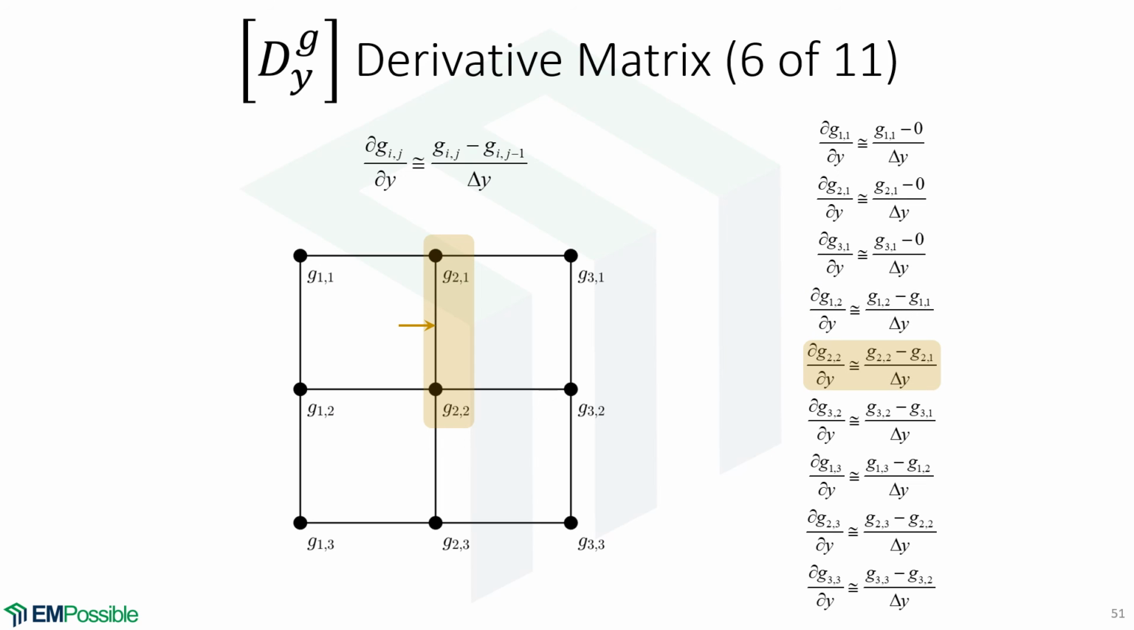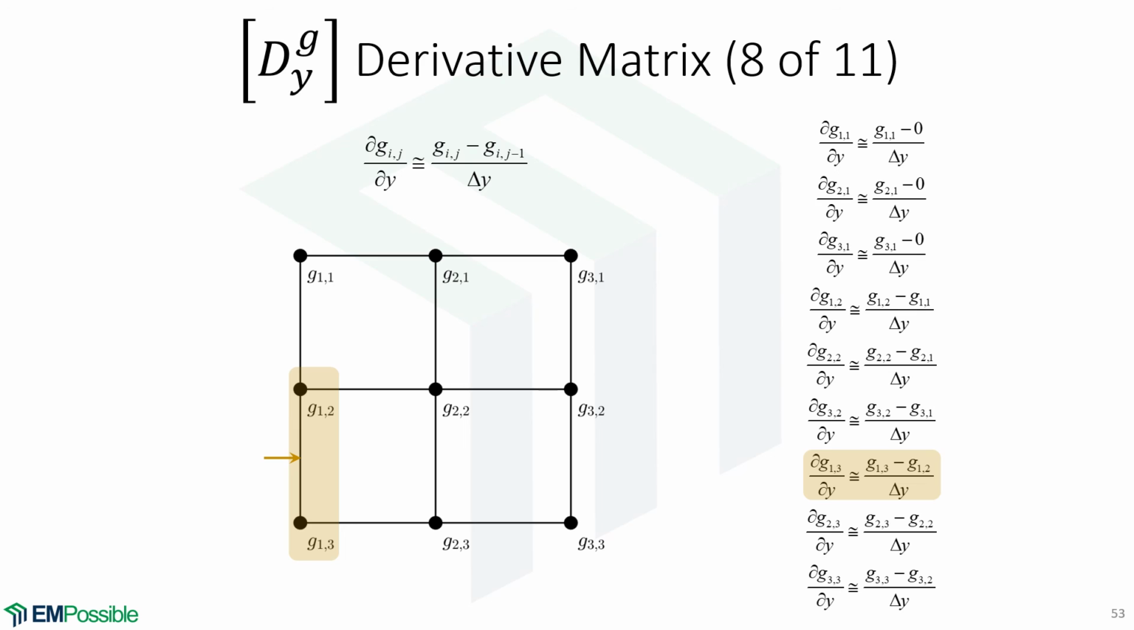Next cell. No boundary condition problems here. This is a relatively easy one. And our finite difference approximation is going to be G22 minus G21 divided by the spacing between them, which is delta y. G22 minus G21 divided by delta y. Next cell, another easy one, no boundary condition problems, and our finite difference approximation is going to be G32 minus G31 divided by the spacing between them, which is delta y. G32 minus G31 divided by delta y.